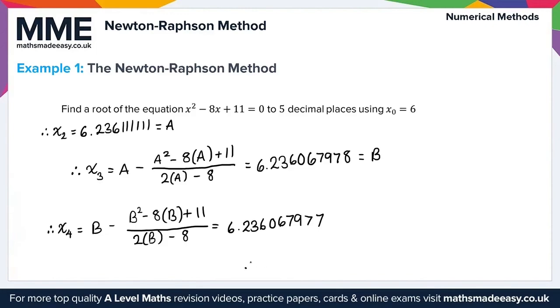So therefore, our root here is simply equal to 6.23607 to 5 decimal places. Okay, so that gives us the solution to this example on the Newton-Raphson method.